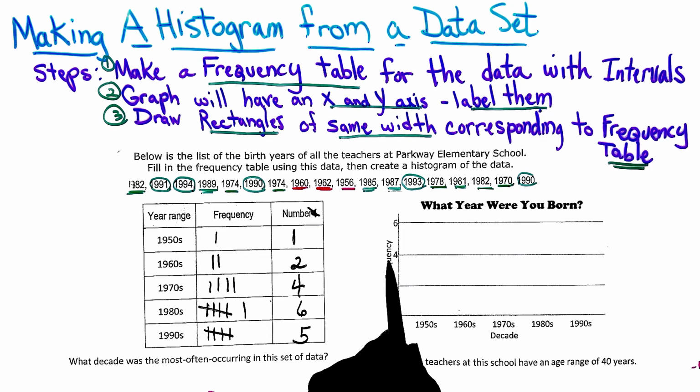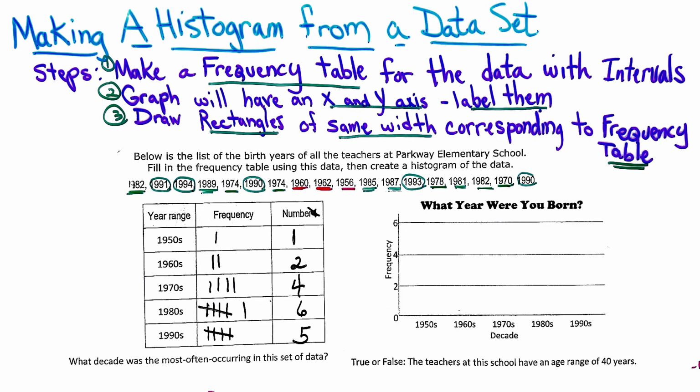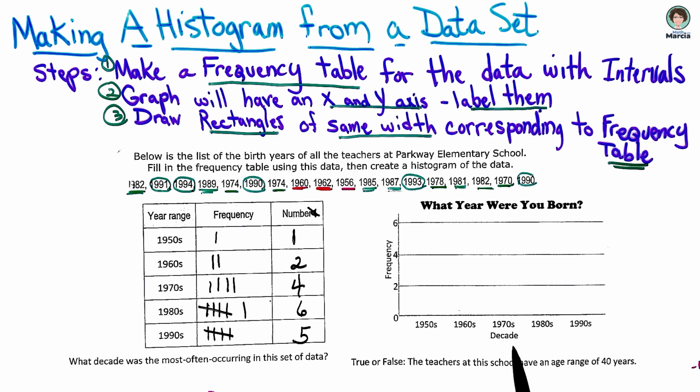And then the frequency tells us how many teachers. Notice it's in intervals of 2. So if I have a 5, it's going to have to be halfway between 4 and 6. And then down below, I put down the decades, which were from my 50s, 60s, 70s, 80s, and 90s.